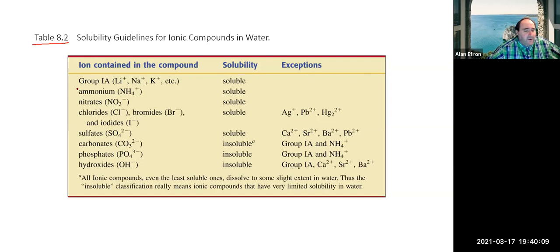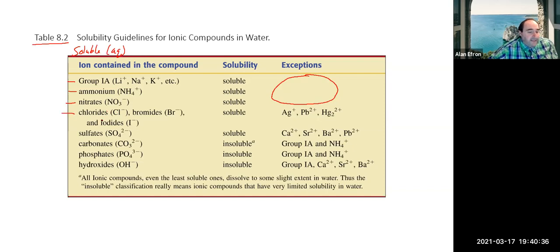There are certain things that are always soluble: things from group 1 of the periodic table, things that have ammonium in them, things that have nitrate in them. There are absolutely no exceptions for any of those, which means if you see a chemical formula that contains any of those things, it will be soluble. We represent that in a chemical formula with the aqueous symbol.